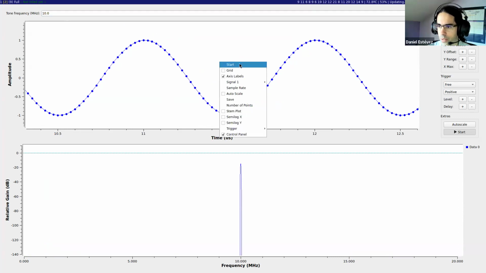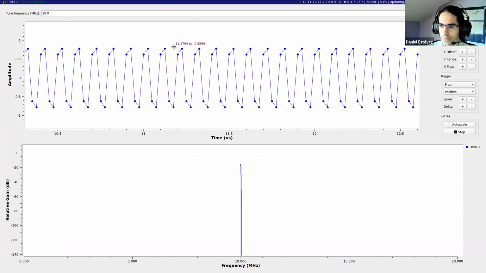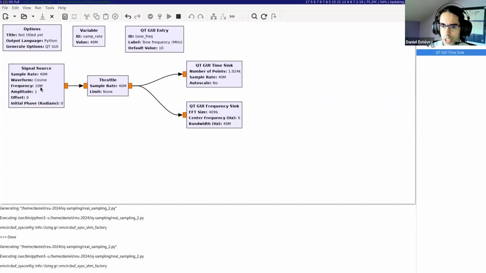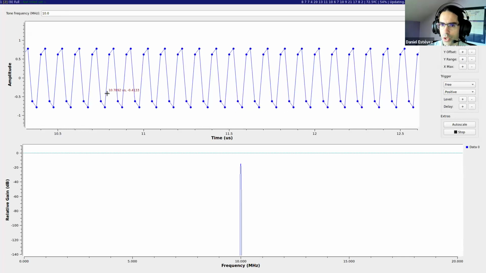So, okay, let's go back to 10 megahertz. We have something funny. Why doesn't this look the same as before? The reason is when we change the frequency of this signal, the frequency variable here changes, but the phase, there is a phase, right, which is internal to this block. We can change the initial phase, but then the phase keeps incrementing at the frequency we have set.